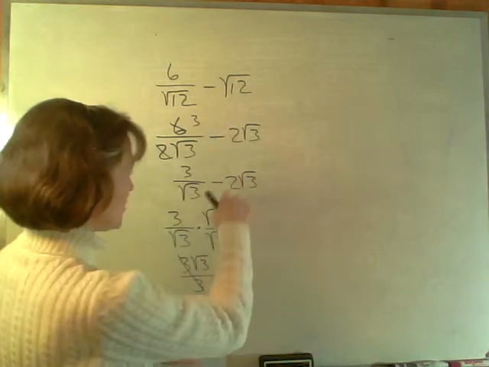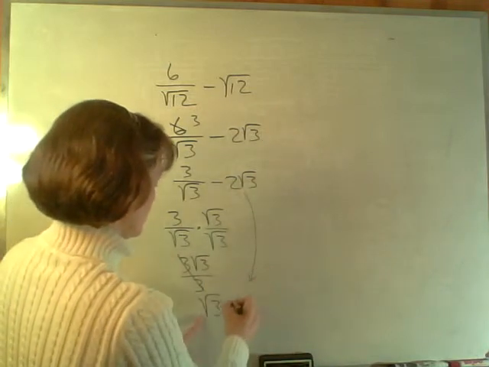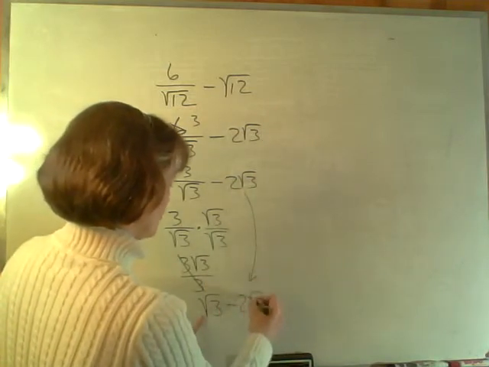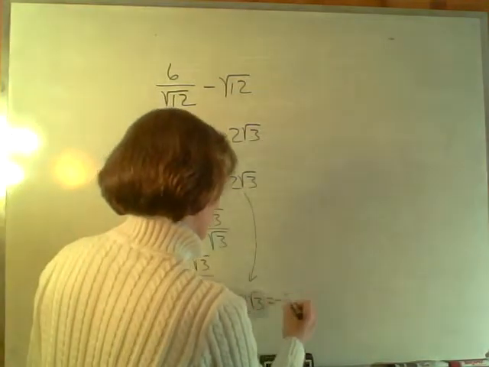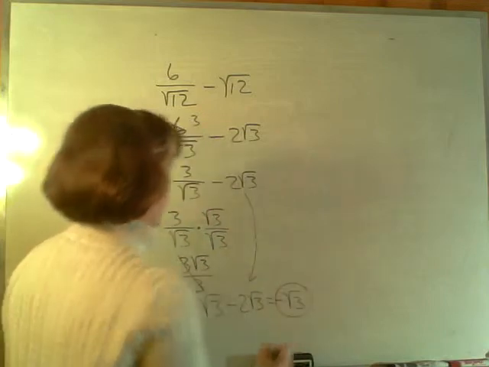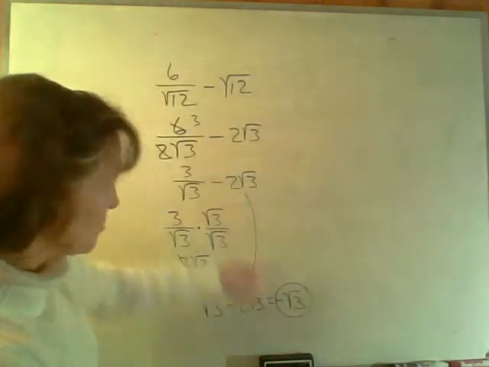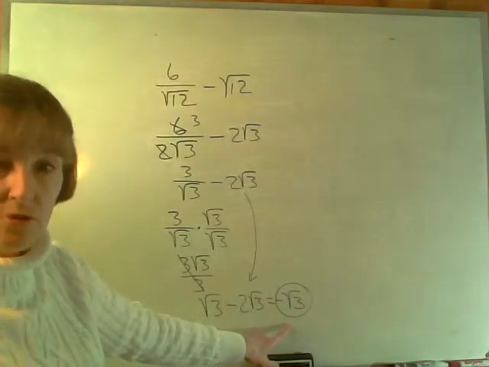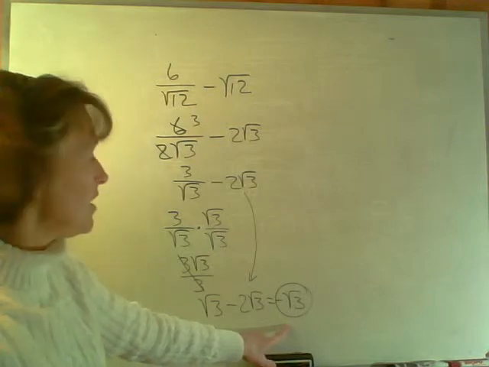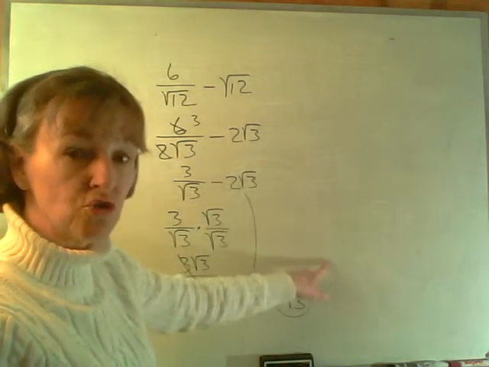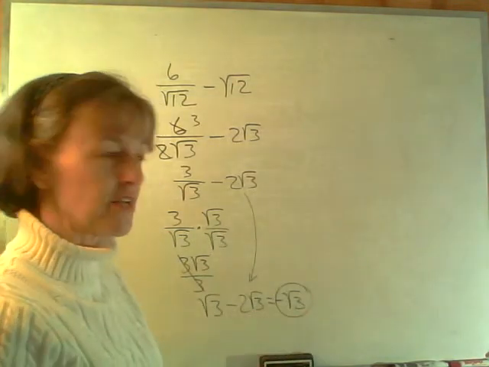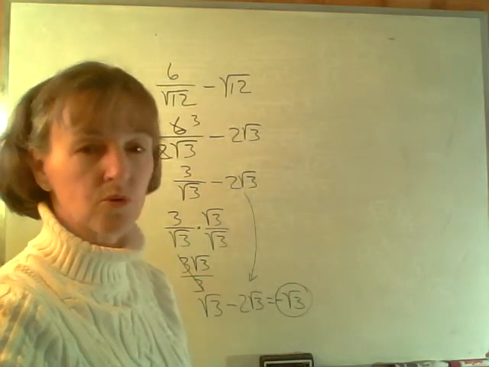So I have the square root of 3, and then this one is minus 2 square root of 3. And square root of 3 minus 2 square root of 3 is negative square root of 3. And this simplifies to negative square root of 3. Like I said, if you want to get common denominators here, you should end up in the same place, but I think you're going to do a little more work to get there.